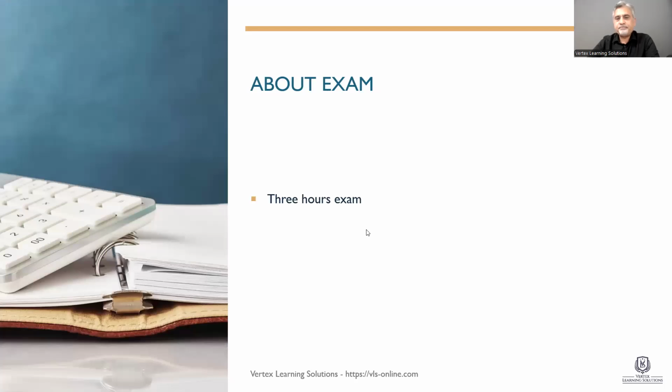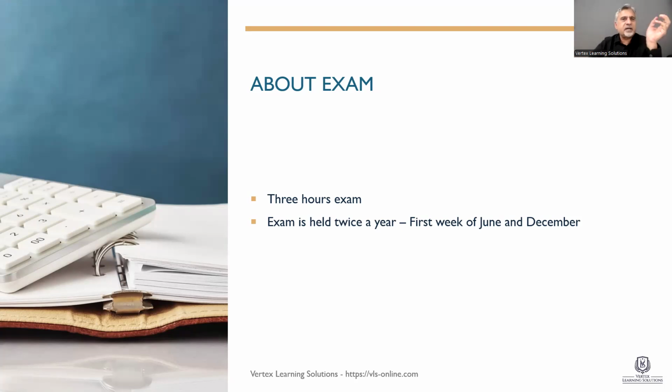The exam is 3 hours. It is a computer-based exam. You can sit from any location, book the exam within your location where you will be at that time, and just take the exam online. The exam is held twice a year, first week of June and first week of December, generally 6th, 7th, or 8th of June, or maybe 6th, 7th, or 8th of December. Around these dates it happens. The result is announced in 6 weeks' time. So the June result comes around July 16th or 17th. The December result is announced January 15, 16, and so on.